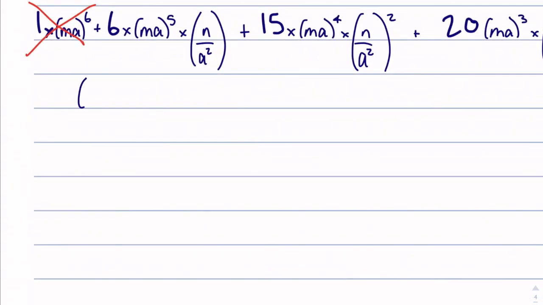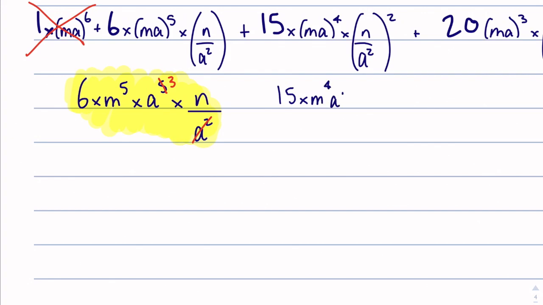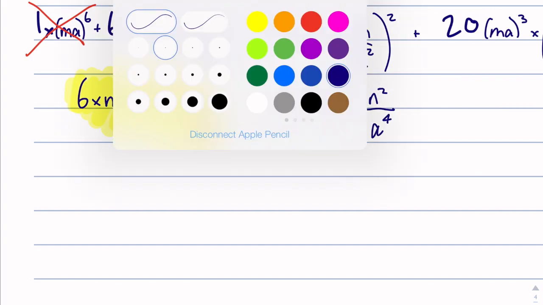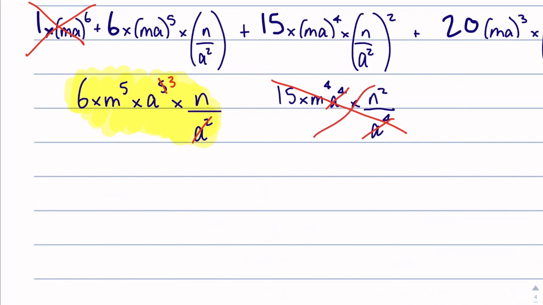So this one's 6 times m to the 5 times a to the 5 times n on a squared. This a to the 5 and a squared, it's going to end up as a3. So this is definitely one that we need to consider. This next one, we've got 15 times m to the 4, a to the 4 times n squared over a to the 4. Those a to the 4s are literally just going to cancel out. This is not one we need to worry about.